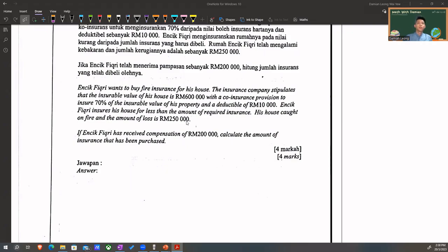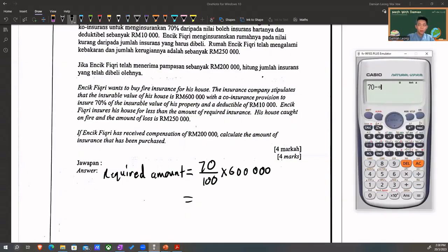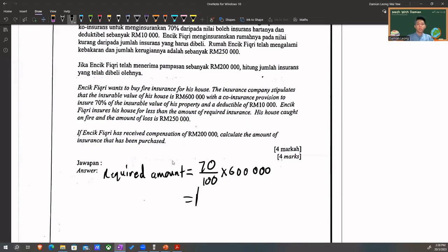So first, let's find the required amount of insurance that should be bought. It will basically be 70%, because it's 70% coinsurance, so 70% of the value of his house, which is 600,000. So I calculate that 70% of 600,000 is 420,000 ringgit. So he should have gotten 420,000 ringgit, but he did not.